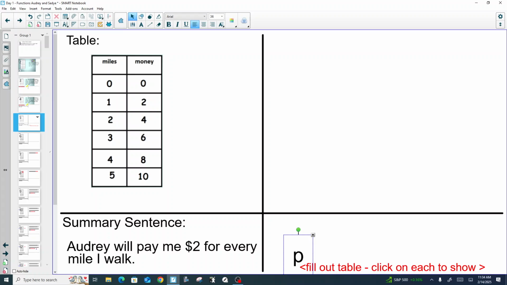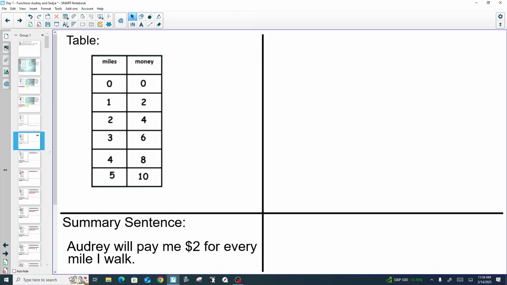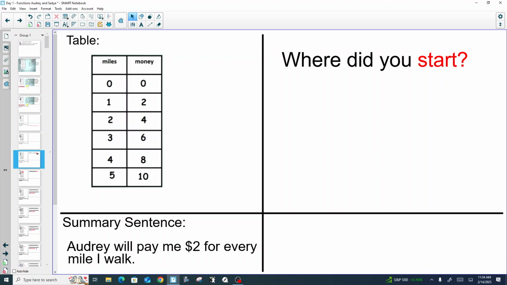All right, so the next thing that we need to go through would be asking this question of where did I start? The number one thing that I want to give to you from this lesson, there's going to be a lot of things, but the two most important things would be the start number and the step number. And we'll get into that over and over again. Where did I start? If I don't walk at all for Audrey, I get how much money? 0.